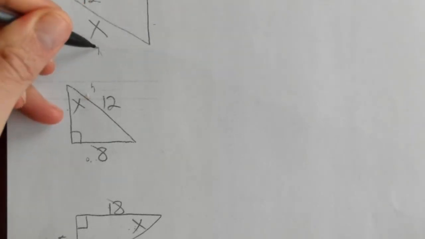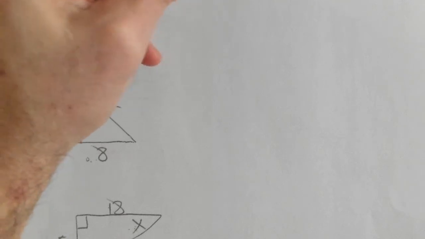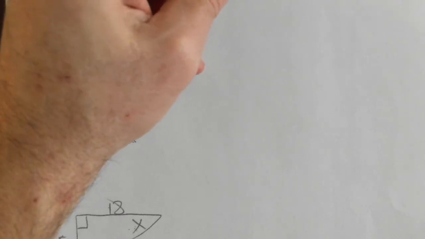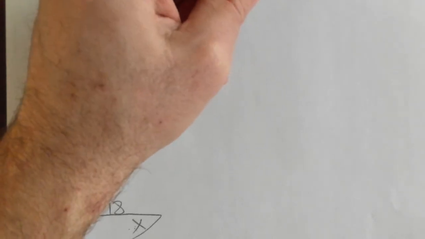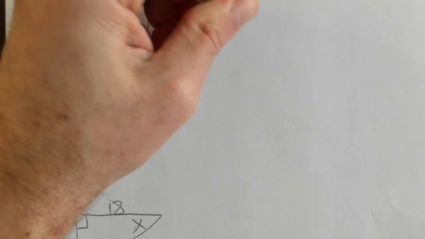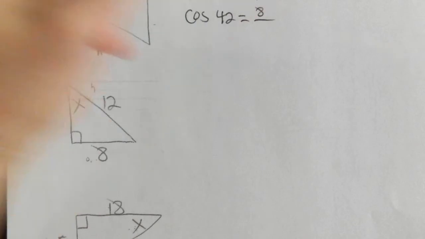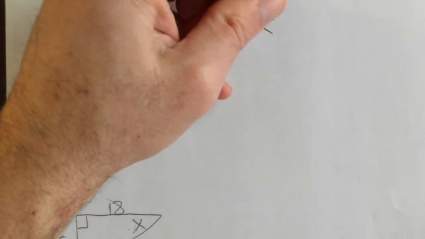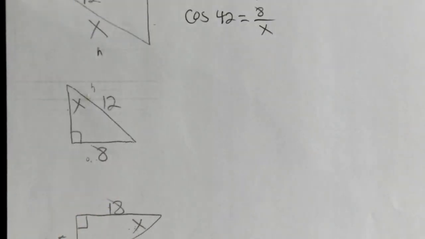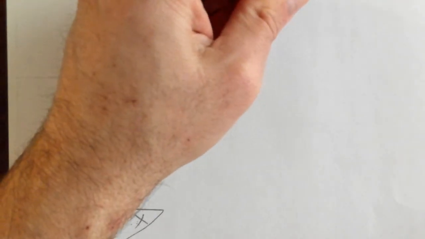Okay, we got several more that we want to take a look at here. On this one, we've got adjacent and we've got the hypotenuse. Adjacent and hypotenuse would be cosine. So I've got cosine of the angle is equal to adjacent over hypotenuse. Let's go ahead and plug in now. Cosine of 42 equals, the adjacent side is 8 and the hypotenuse is x. So x ends up in the denominator once again. And when that happens, we'll multiply both sides times x.